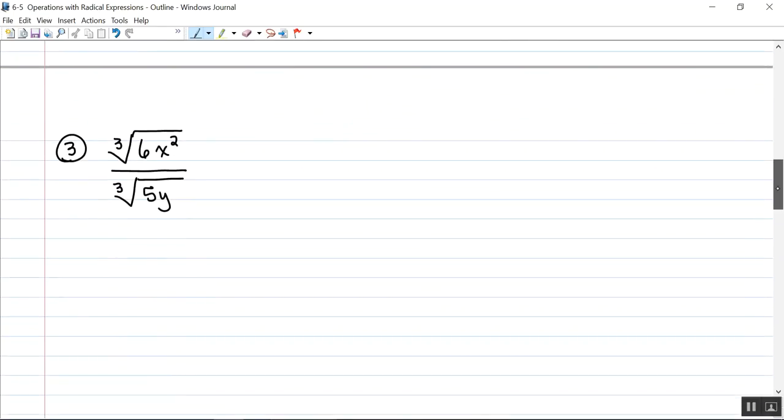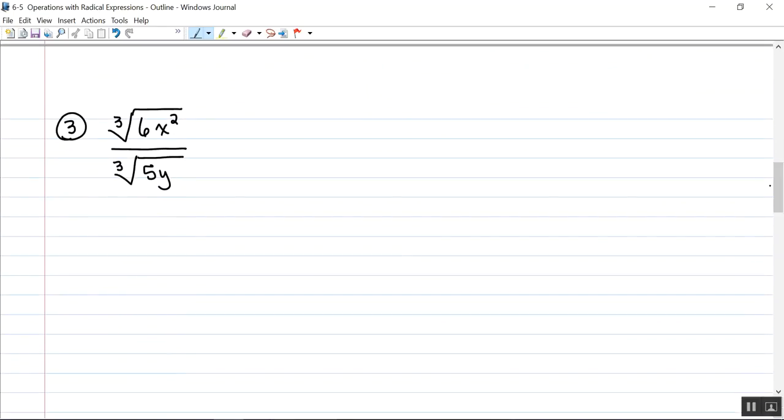Okay. Next example. This one's a little more complicated. We have the cube root of 6x squared divided by the cube root of 5y. Now the problem with this is I have a radical in the denominator. I have the cube root of 5y on the bottom. So what I really need to do is get rid of that radical sign. What I would really like to have on the bottom is just a plain old 5y.